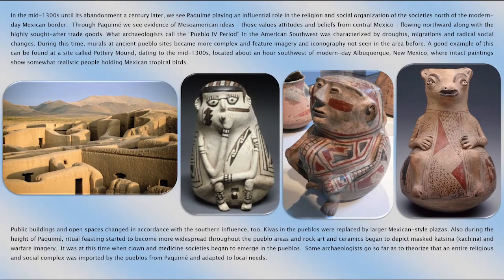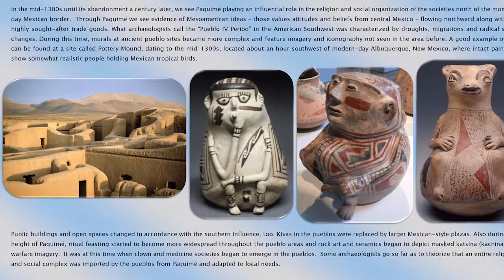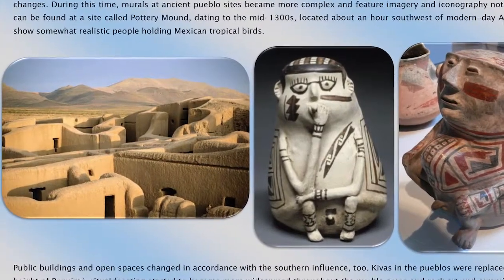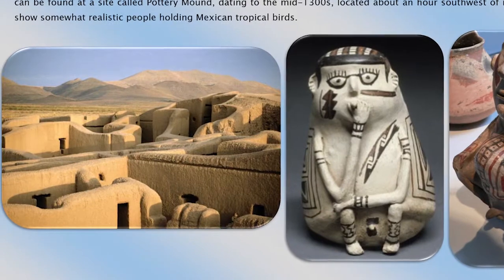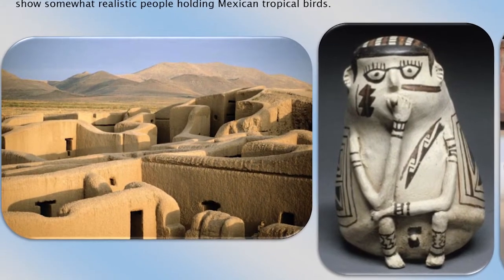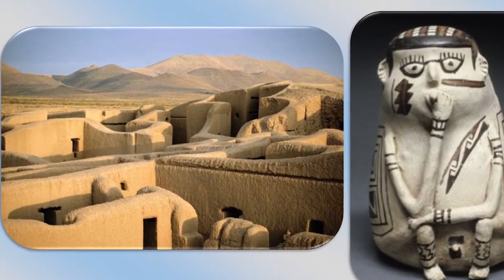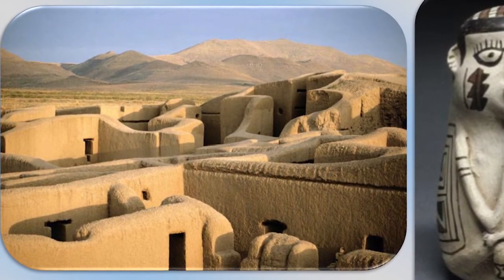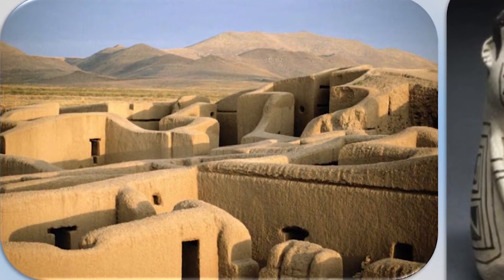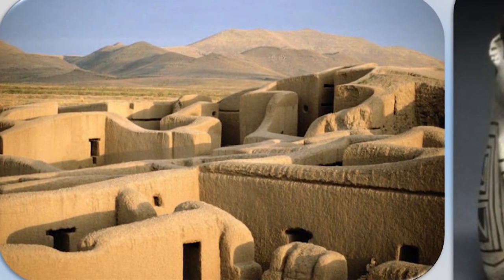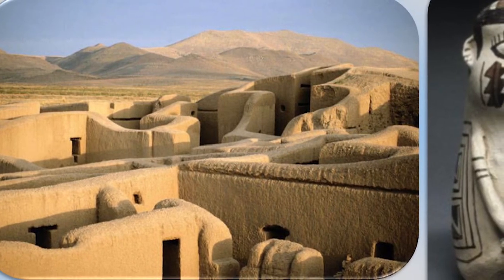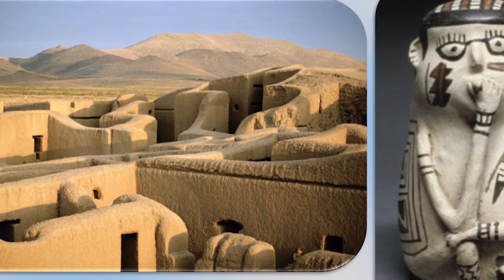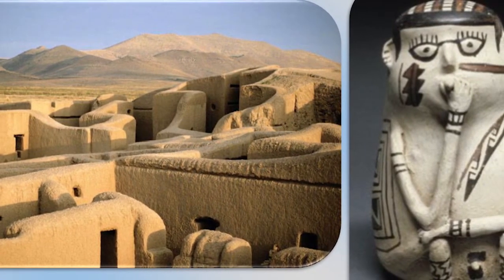In the mid-1300s, until its abandonment a century later, we see Paquime playing an influential role in the religion and social organization of the societies north of the modern-day Mexican border. Through Paquime, we see evidence of Mesoamerican ideas, those values, attitudes, and beliefs from central Mexico, flowing northward along with highly sought-after trade goods. What archaeologists call the Pueblo IV period in the American Southwest was characterized by droughts, migrations, and radical social changes. During this time, murals at ancient Pueblo sites became more complex and feature imagery and iconography not seen in the area before.